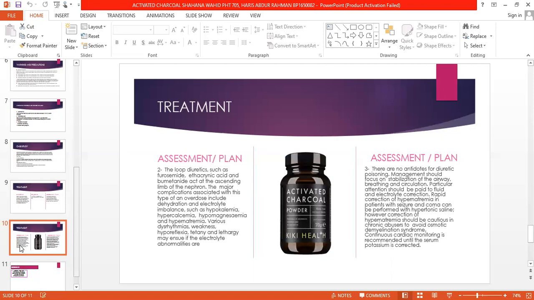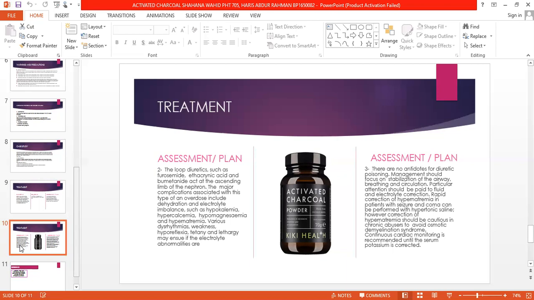There are no antidotes for diuretic poisoning. The management should focus on stabilization of the airway, breathing, and circulation. Particular attention should be paid to fluid and electrolyte correction, because that is what loop diuretics affect. So you should try to administer sufficient fluids and electrolytes so that the normal homeostasis of the body is maintained.